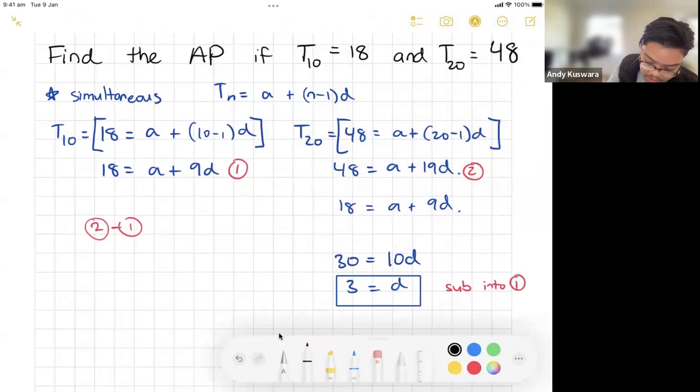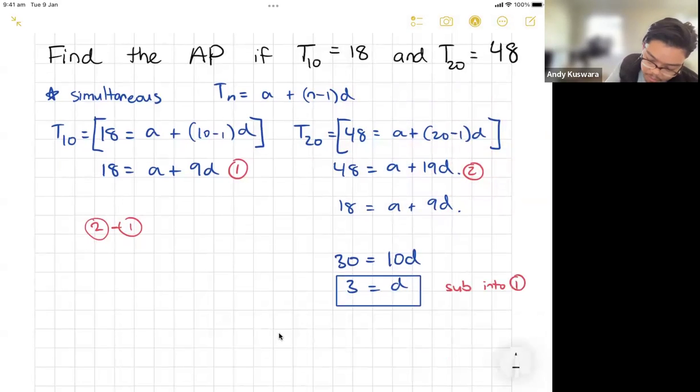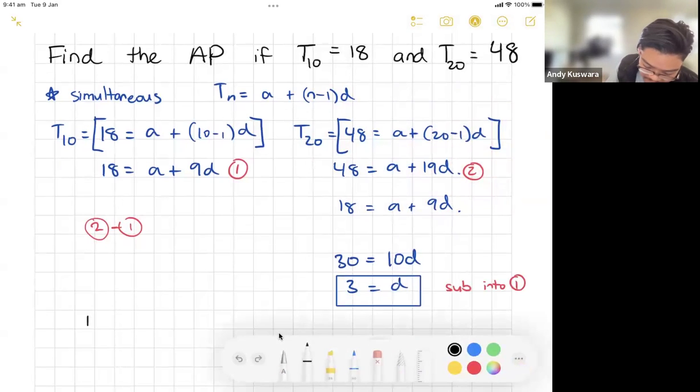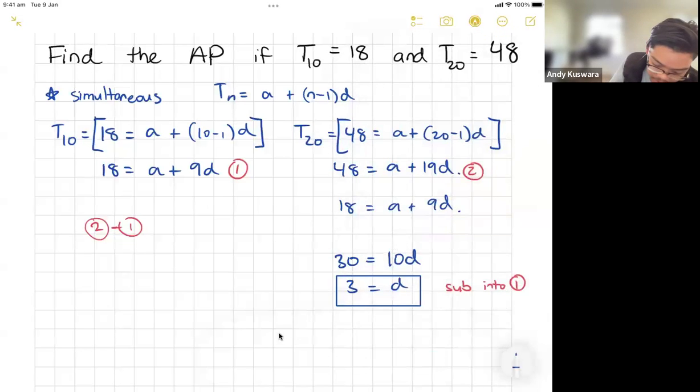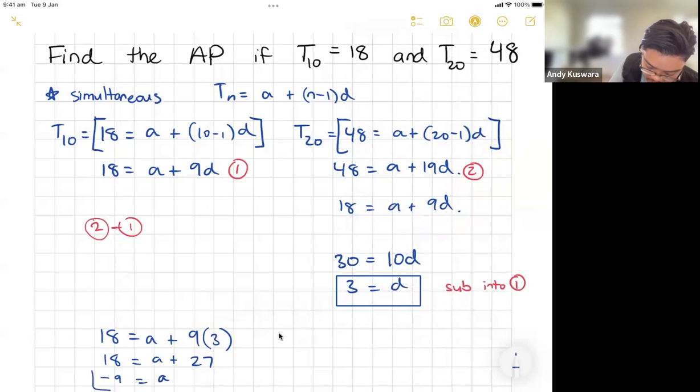All right, so I'm going to hop back to the left here. I'm going to say something like, colors matter. Okay, we're going to go 18 equals A plus 9 times d, which in this case, d was 3. So I can see here that 18 equals A plus 27. So A is going to equal minus 9.